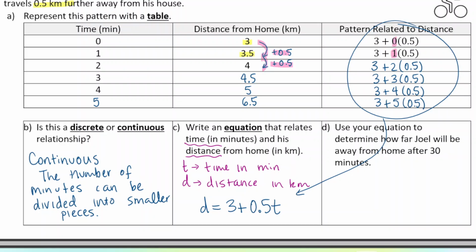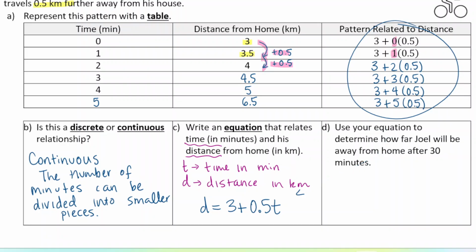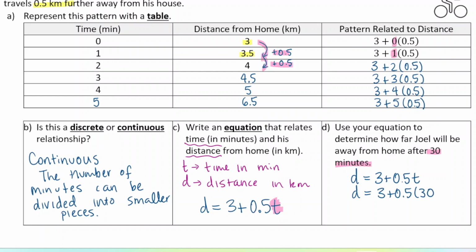And then it says use your equation to determine how far Joel will be away from home after 30 minutes. So this time we know the time is 30 minutes, so we're going to replace it in our equation here. So we have d equals 3 plus 0.5 times t. So I'm going to replace the time with 30.